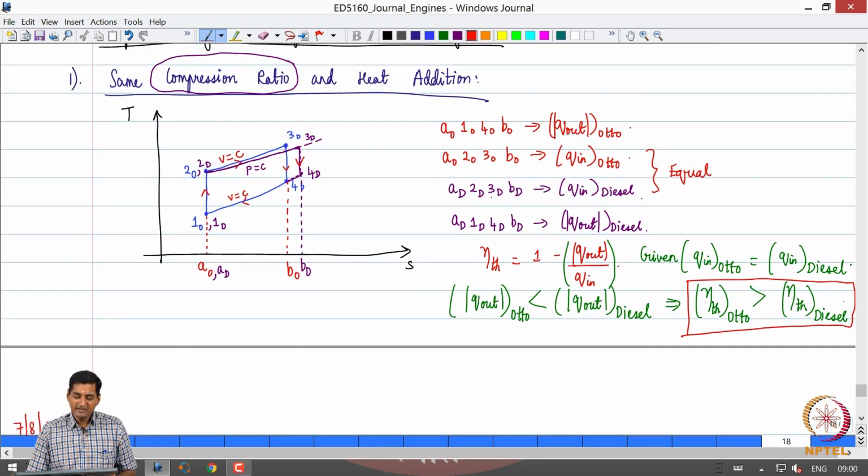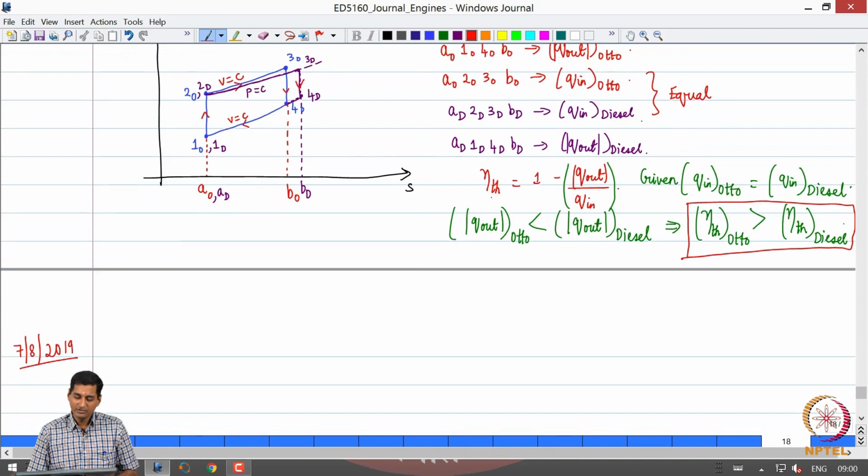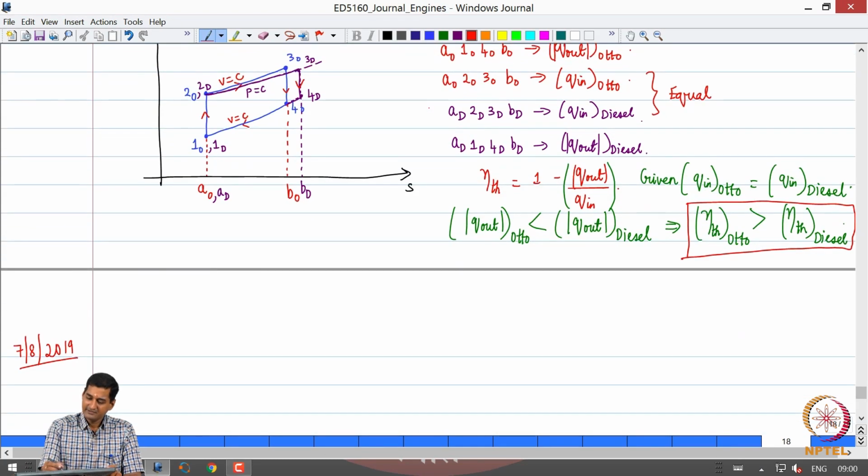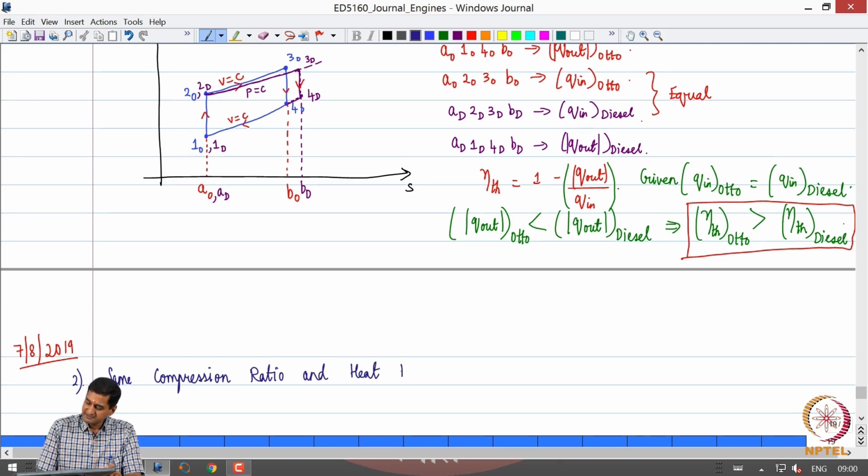Today I am just going to do one more example and then we will move on to what is called a dual cycle. So, let me do a second case where we still consider the same compression ratio for both the Otto and the diesel cycle. But now let us consider the same amount of heat being rejected. Okay. So, that is the scenario that we are going to consider now.